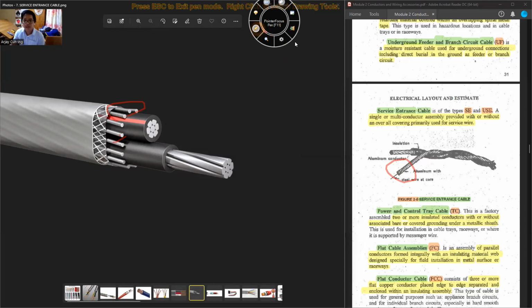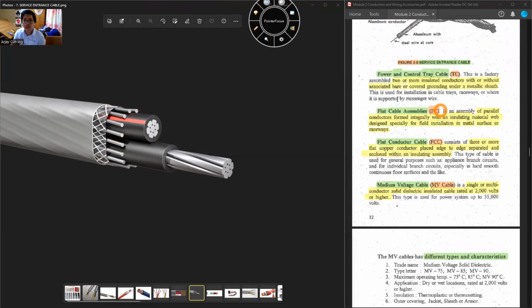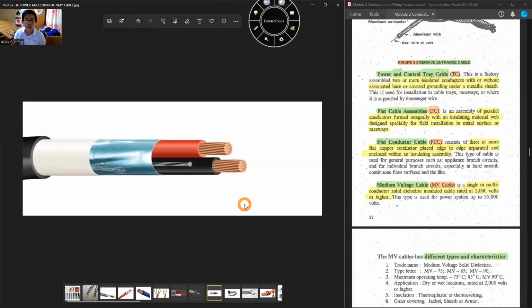Okay? So moving on, class, meron din tayo tinatawag na power and control tray cable. So formal definition is a factory-assembled two or more insulated conductors, with or without associated bare or covered grounding conductors, under a metallic sheath. Okay. So ang pinaka-search ko, class, na itsura is kanyan. Yan. So in a way, parang meron rin siyang support, no?